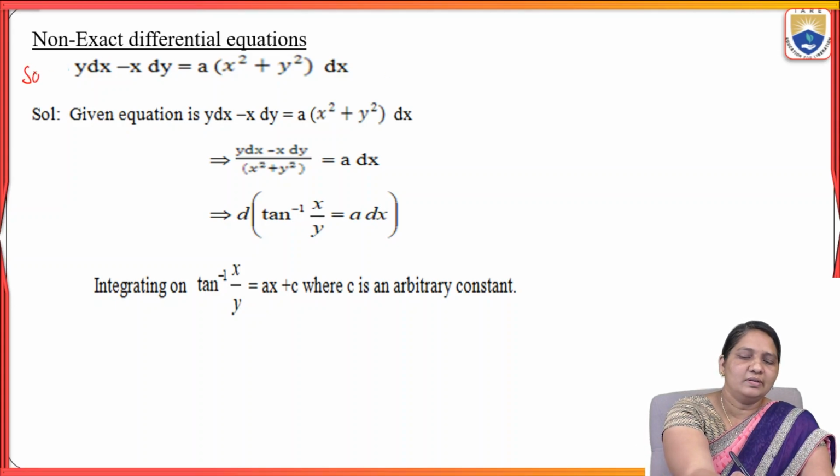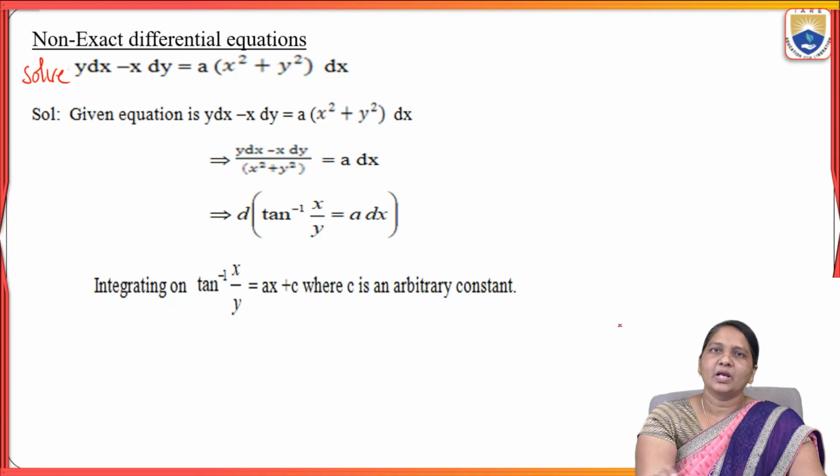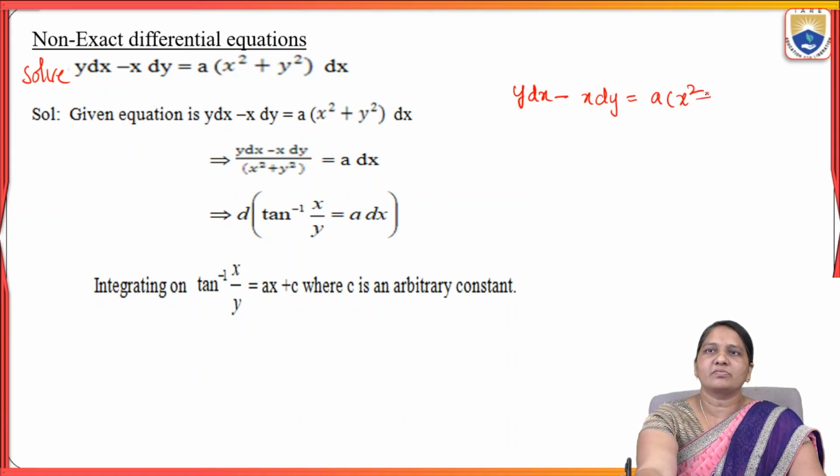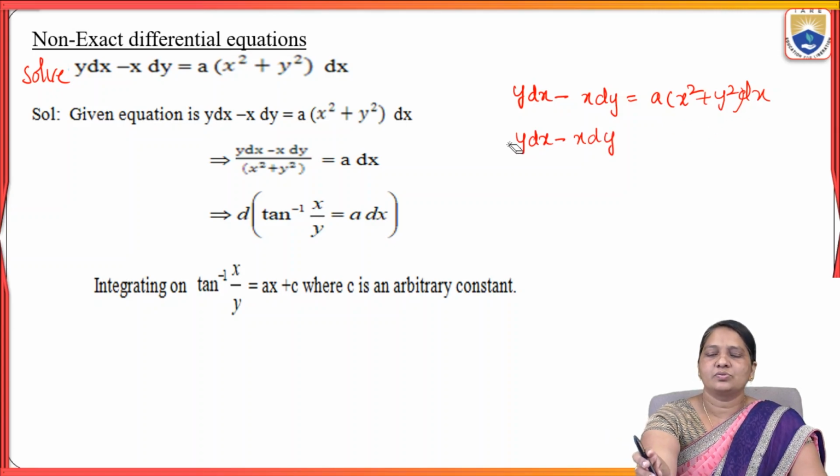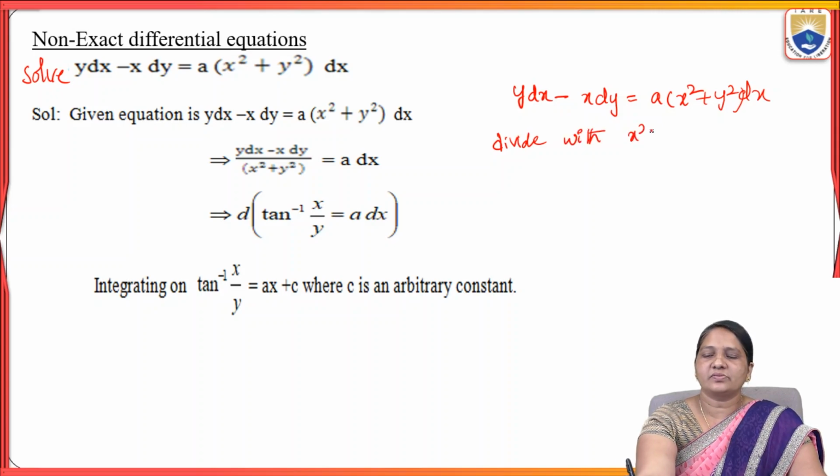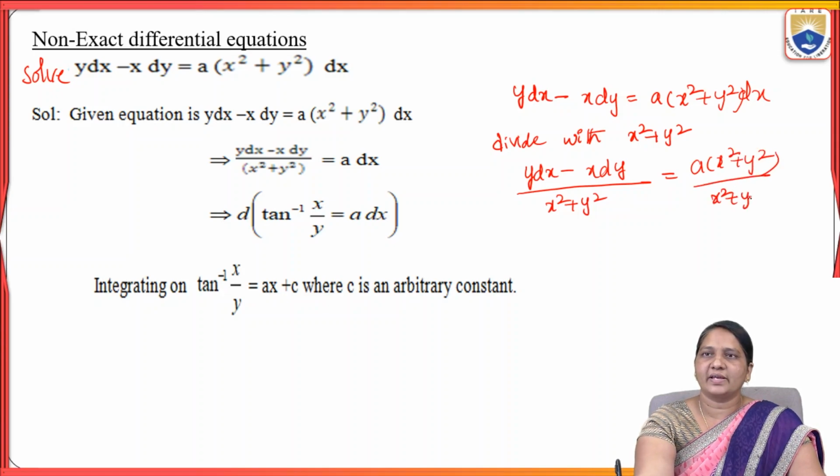The given equation is: solve y dx minus x dy equal to a into x square plus y square into dx. This is the given equation, so I am going to solve it. I am going to divide this equation with x square plus y square. Then y dx minus x dy by x square plus y square equal to a into x square plus y square by x square plus y square into dx.